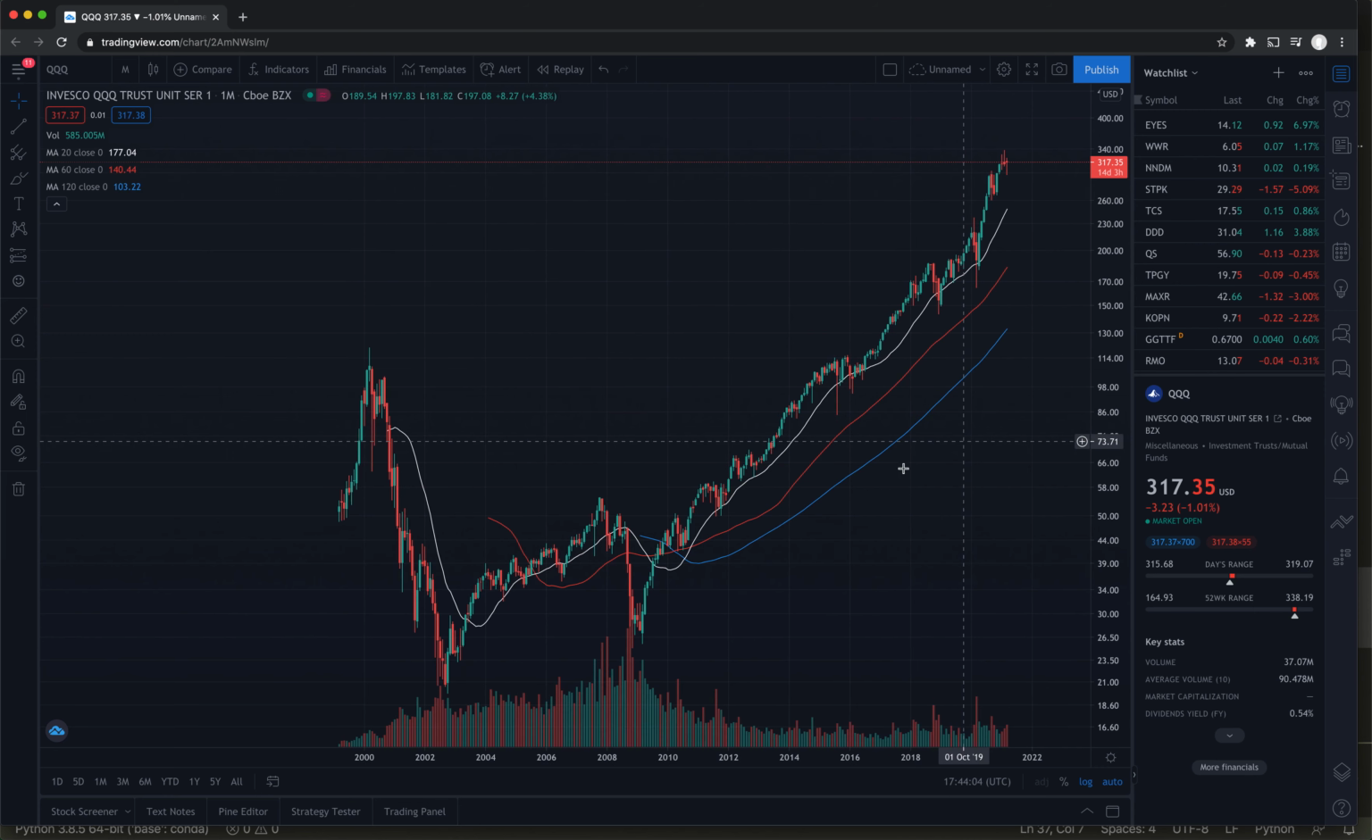So is buy and hold QQQ really a good strategy?